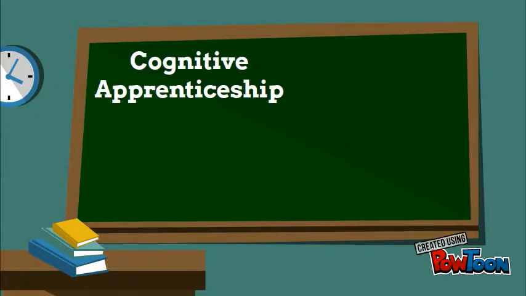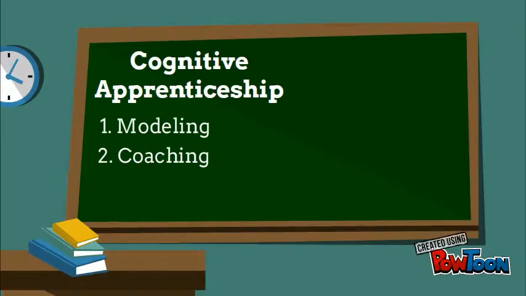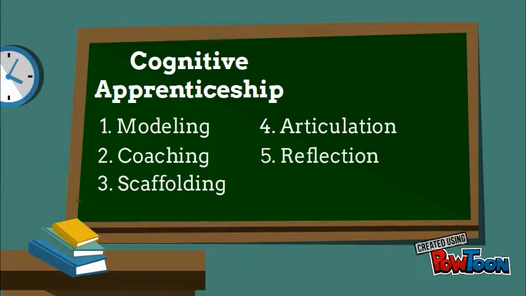There are 6 methods to teaching with the cognitive apprenticeship approach. These are modeling, coaching, scaffolding, articulation, reflection, and finally, exploration.